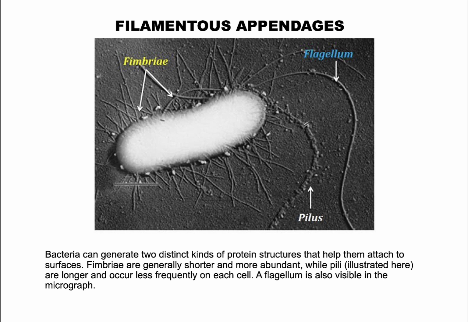The type 4 pili play a role in an unusual type of motility known as twitching motility, whereby a pilus attaches to a solid surface and then contracts, pulling the bacteria forward in a jerky motion.